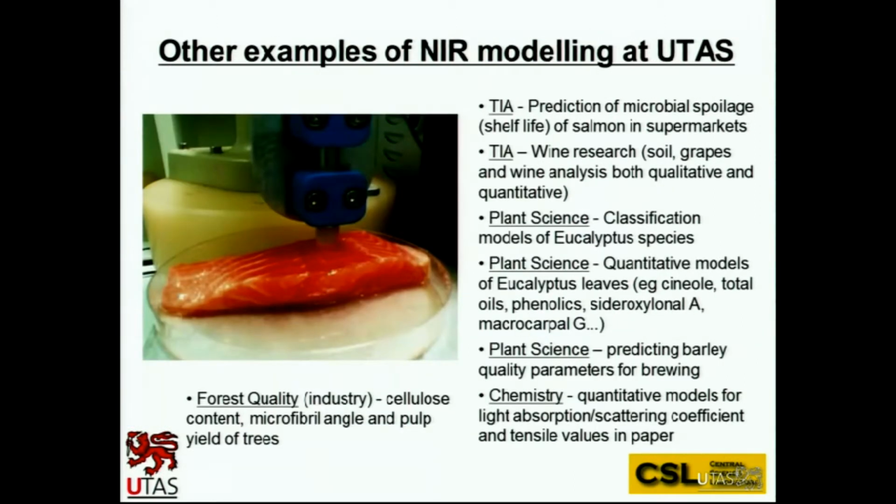These are some of the examples that we have used in the past where NIR has been used, and the first one where we, for example, looked at microbial spoilage on salmon. Just to give you an example how easy it is to take your NIR spectrum. Literally, this is just a piece of salmon from the supermarket. You put it under the fiber optic probe, we measure it, that's it.